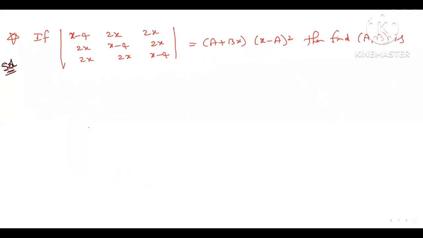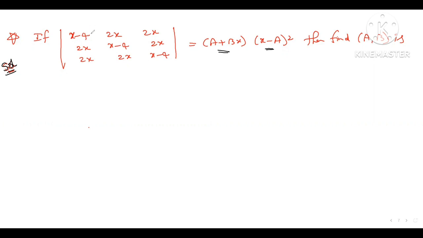Okay, now I am going to explain the next problem. In the statement, delta of the 3 by 3 matrix is equal to A plus Bx into x minus A whole square, given. Then find the values of A and B. So in the statement, the first row has x minus 4, 2x, 2x. The second row has 2x, x minus 4, 2x. The third row has 2x, 2x, x minus 4.